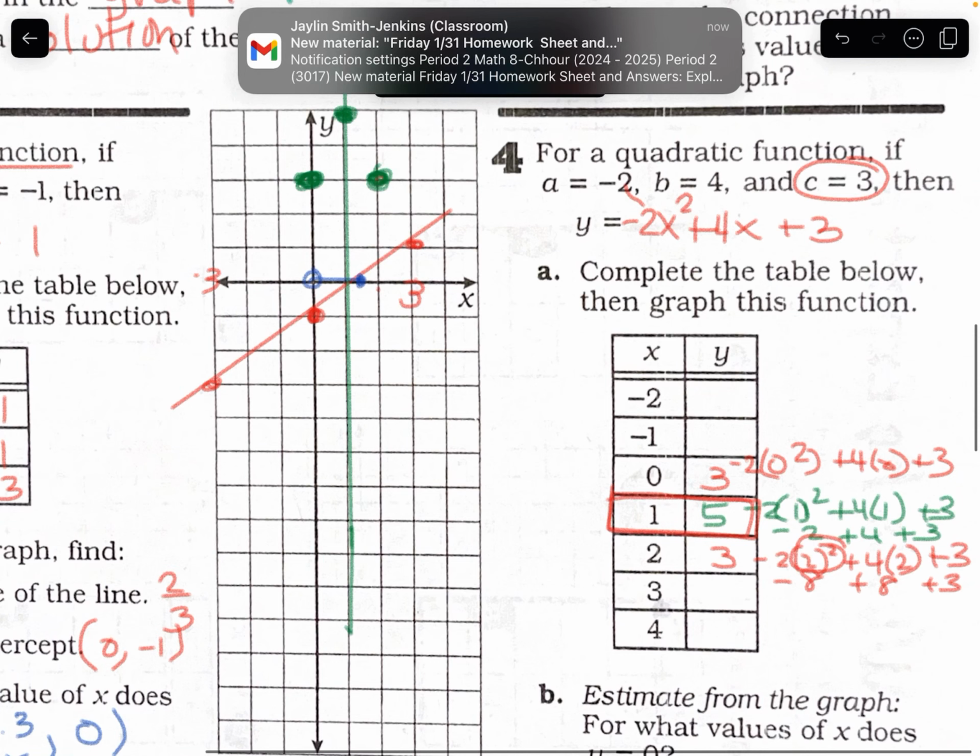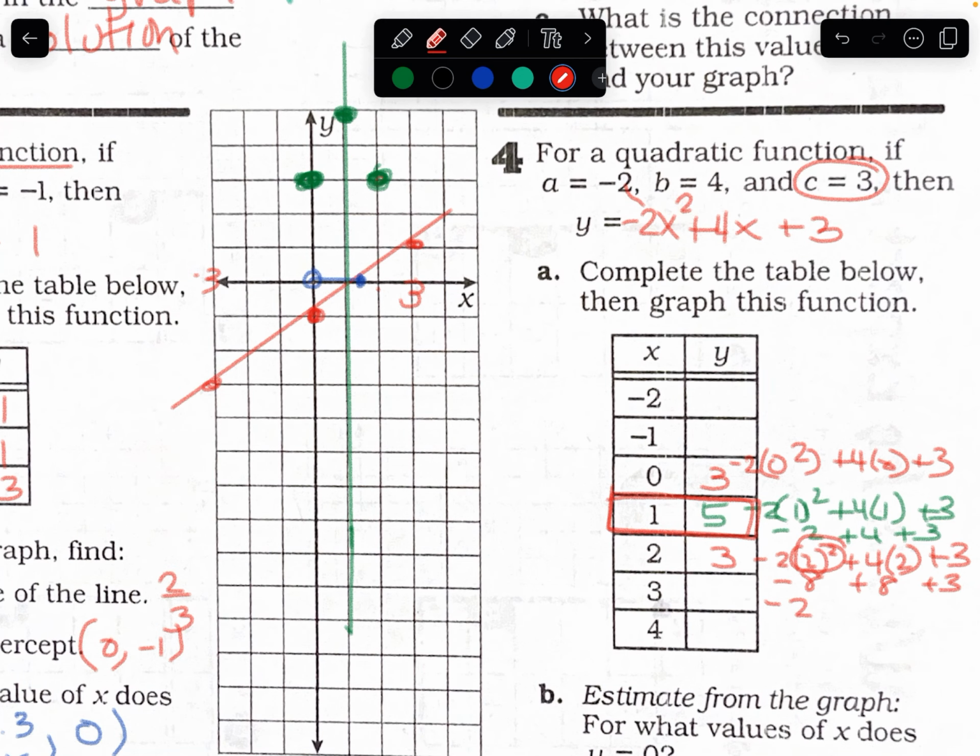So 3. -2 times 3 squared plus 4 times 3, add 3. That's 12, that's 6, that's negative. That's 9. 9 times -2 is -18. Add 3. That's -3. So 3, -3 down here.